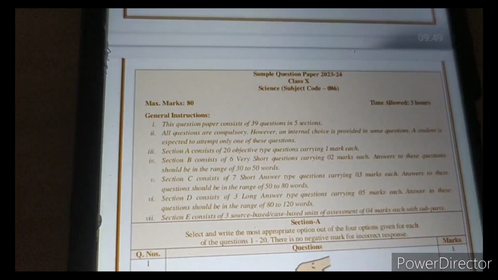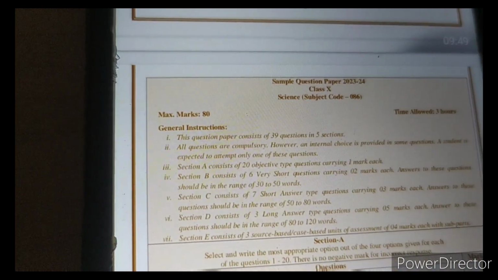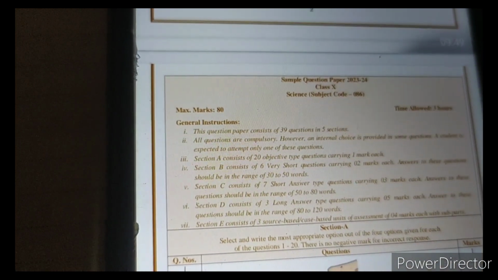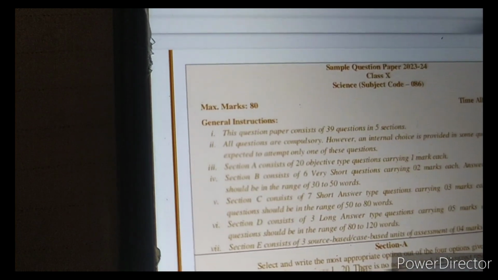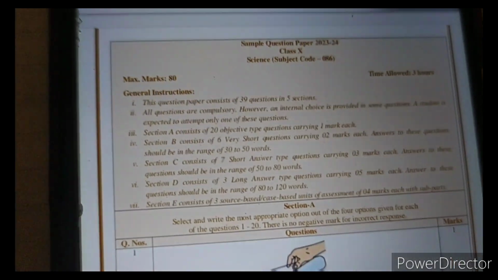Dear students, in this video we will solve the sample question paper of CBSE class 10th issued by the board based on the latest pattern. It is of maximum 90 marks and the time allotted is 3 hours for this question paper. The general instructions given are that the question paper consists of 39 questions and the paper is divided into 5 sections. All the questions are compulsory and in some, internal choices are given to the questions.